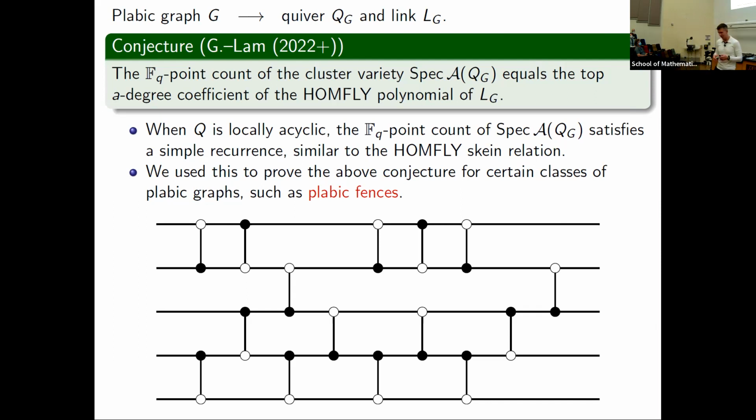At least if all the strands are of the same color, then there is something called the Bott-Samuelson variety associated to a braid word, which is like an iterated P1 bundle. And for that variety, there is a cluster structure by Wang and Shan, where the corresponding quiver is the Plabic graph quiver for this Plabic graph.